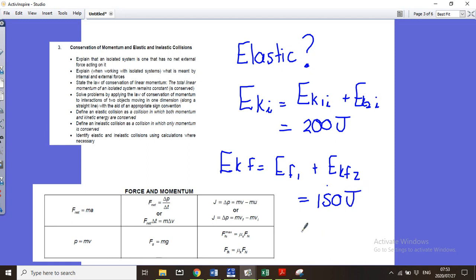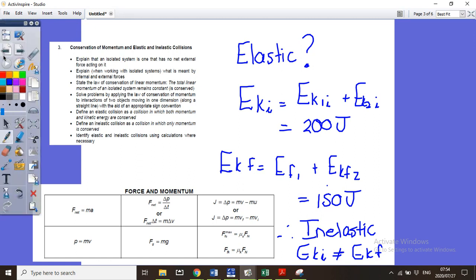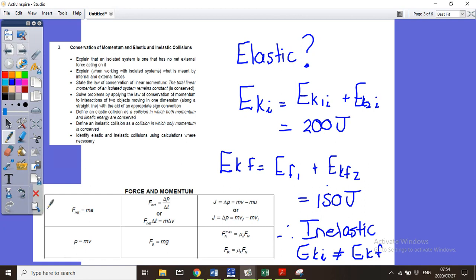And if that is your answer, you actually have to answer the question still. You have to say, therefore, it is not an elastic collision, because EK initial is not equal to EK final. If they were equal, you'll say, yes, therefore it is elastic because EK initial is equal to EK final. So please do not just go and say that they are equal immediately. You need to actually prove it.